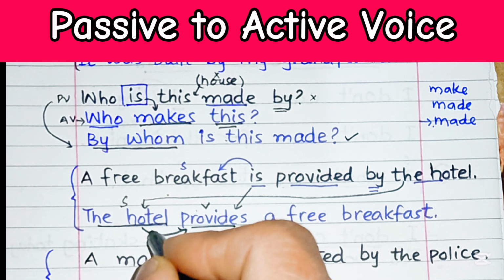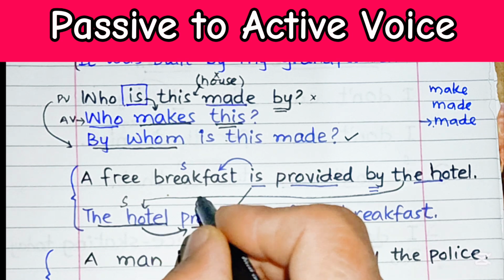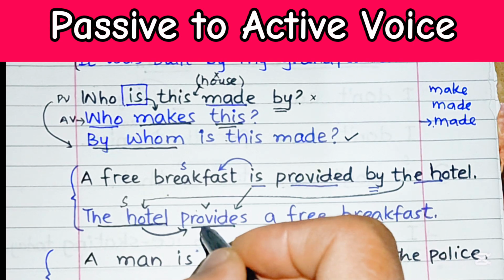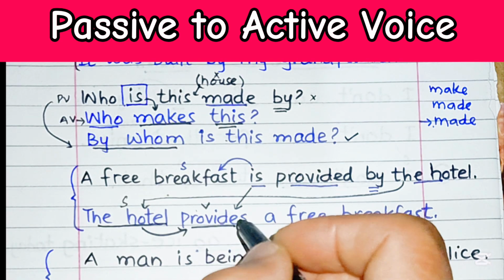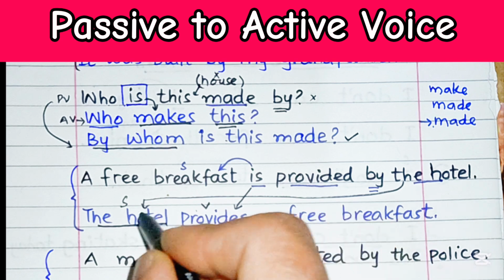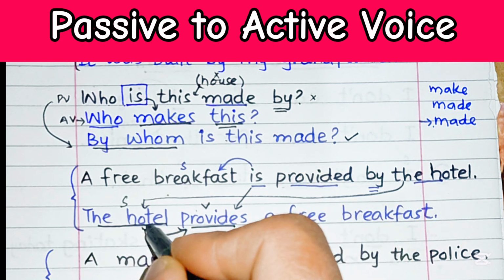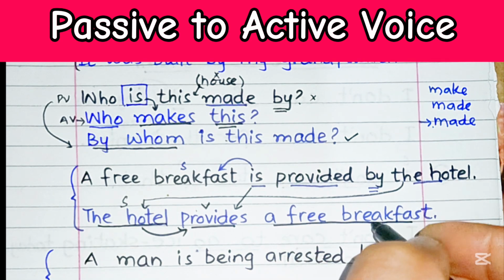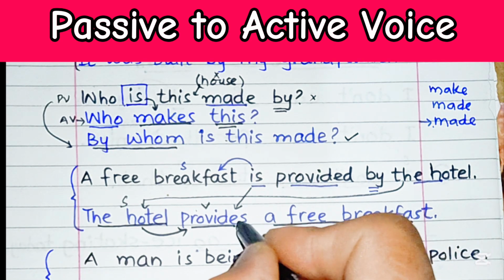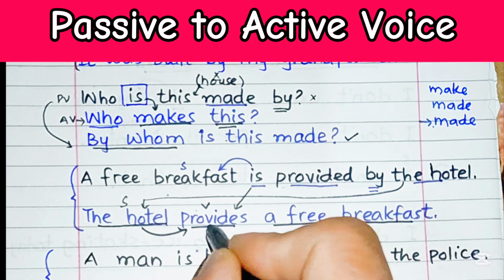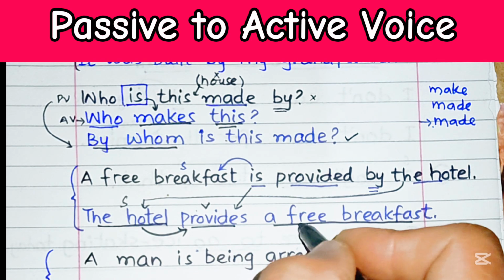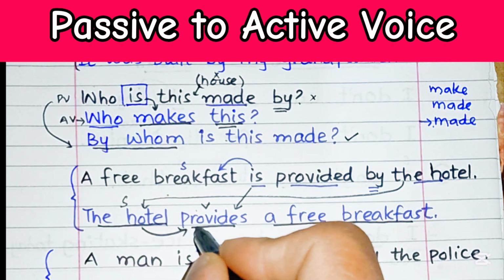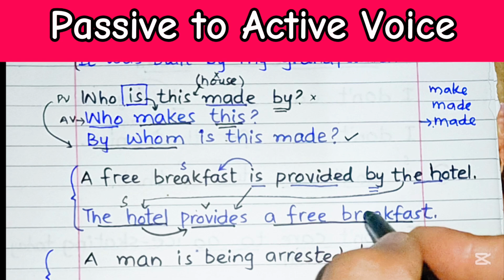So to make a new sentence and change it from the passive voice to the active voice, we'll begin with the hotel, and then the verb provides in the present tense. The verb would be provides, because the hotel is singular, and then we'll put this free breakfast at the end over here, after the verb provides. The hotel provides a free breakfast.